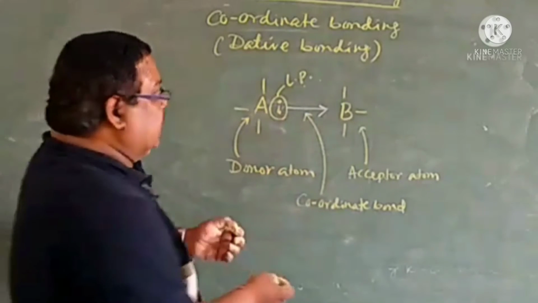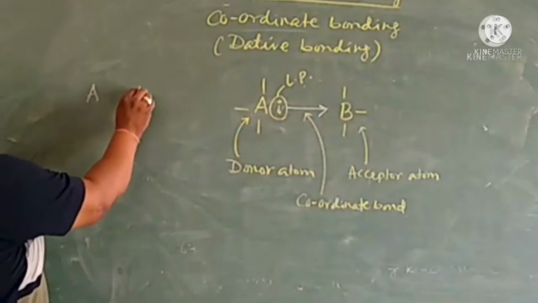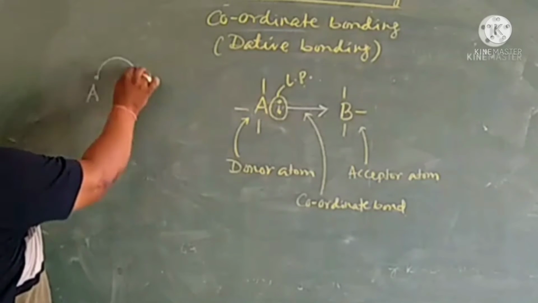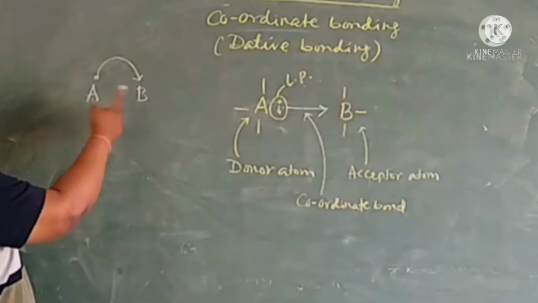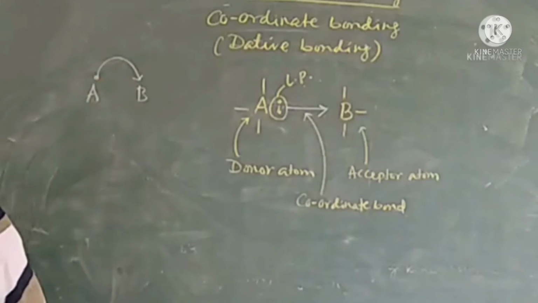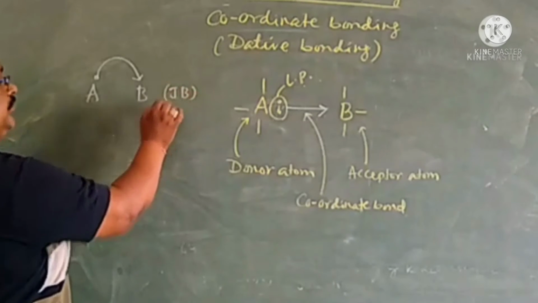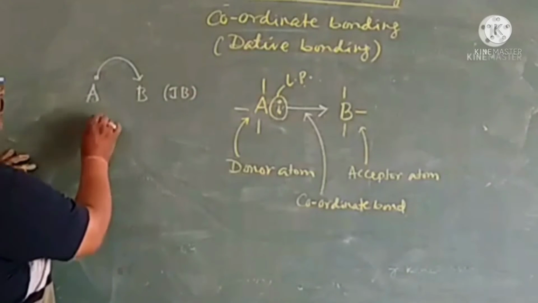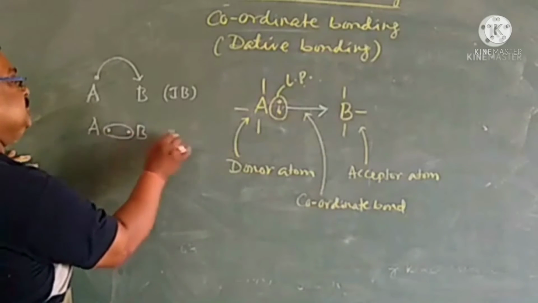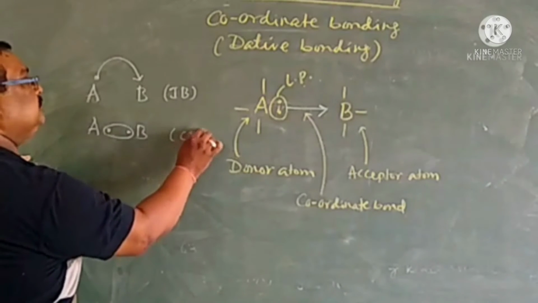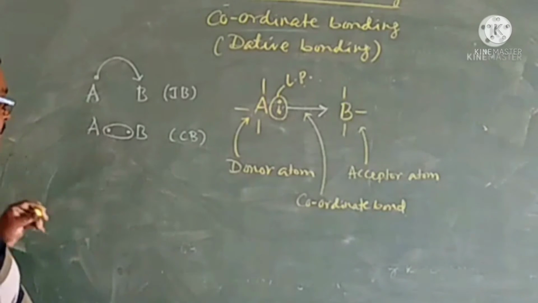Now see, in case of ionic bonding, complete transfer of electron takes place between two atoms. That means one atom donates electron, other atom accepts electrons. This type of bond is called ionic bonding or electrovalent bonding. In case of covalent bonding, equal number of electrons are shared between two atoms. Covalent bonding, electrons are shared equally between two atoms.